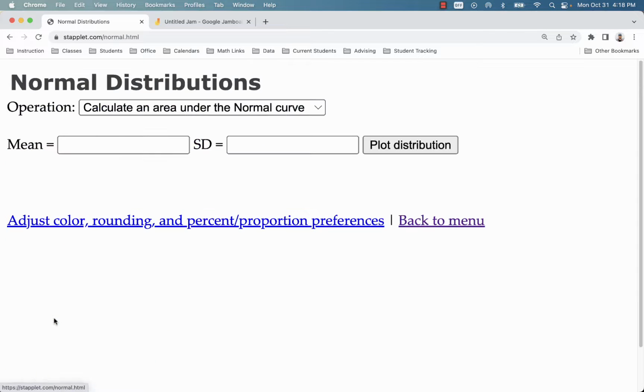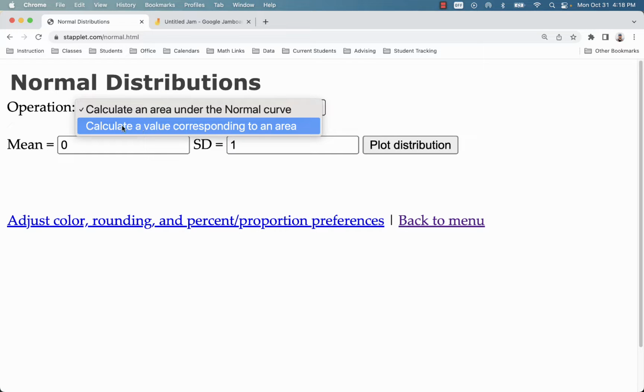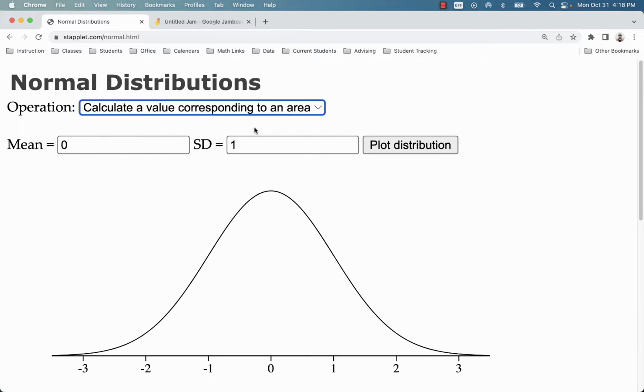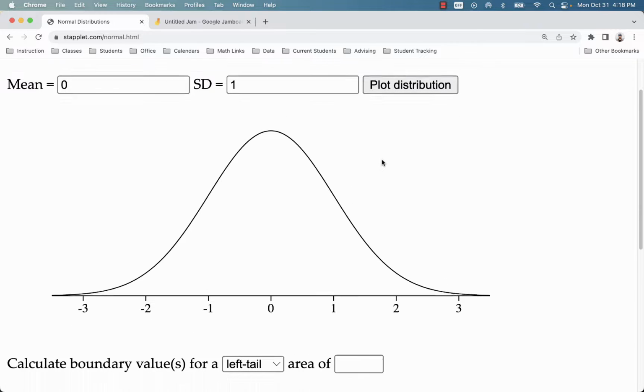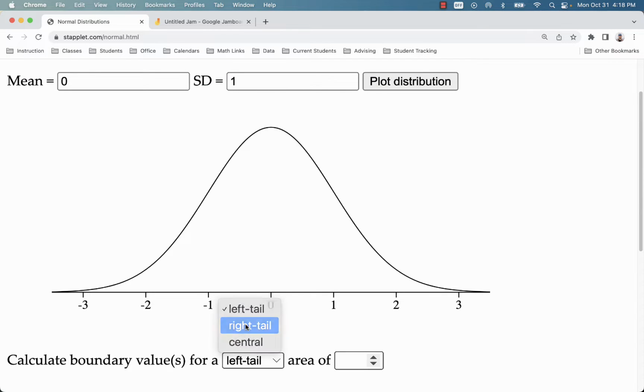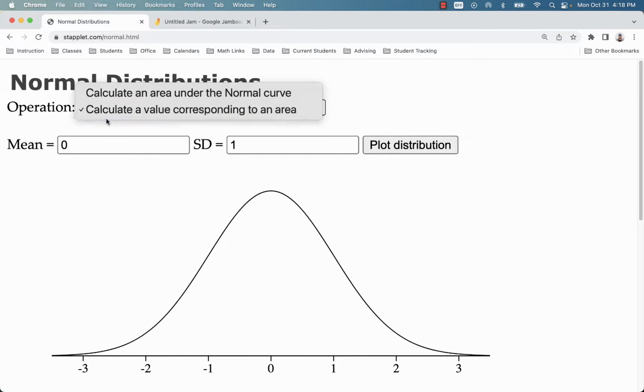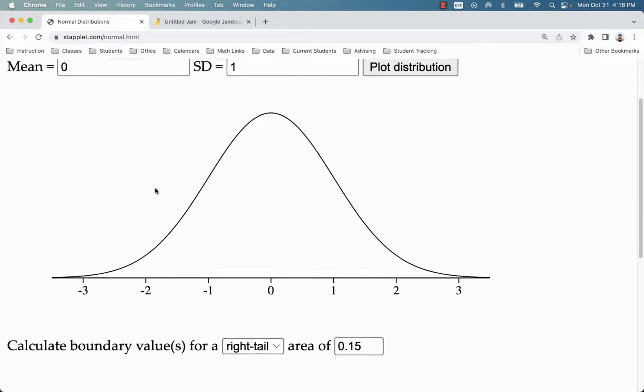We're going to take a look at the standard normal distribution, but this time instead of calculating the area, we're going to calculate a value corresponding to an area. So let's say, for example, we want to look at the top 15%. That would be a right tail area of 0.15. And so we're just changing this operation. This is called the inverse operation.